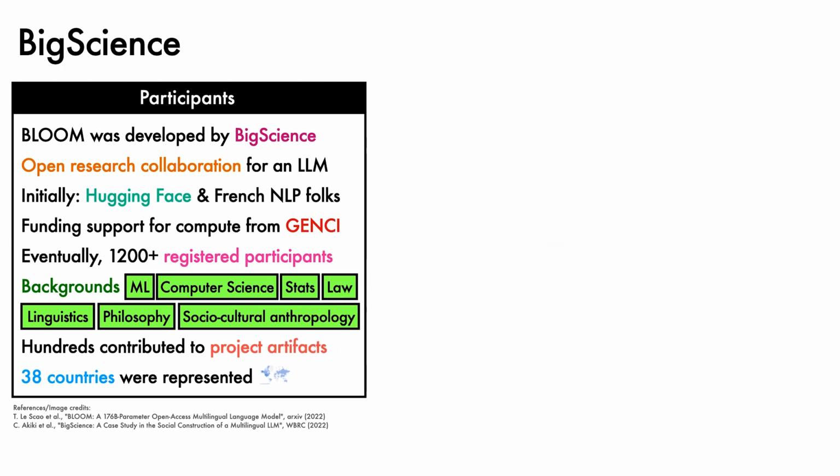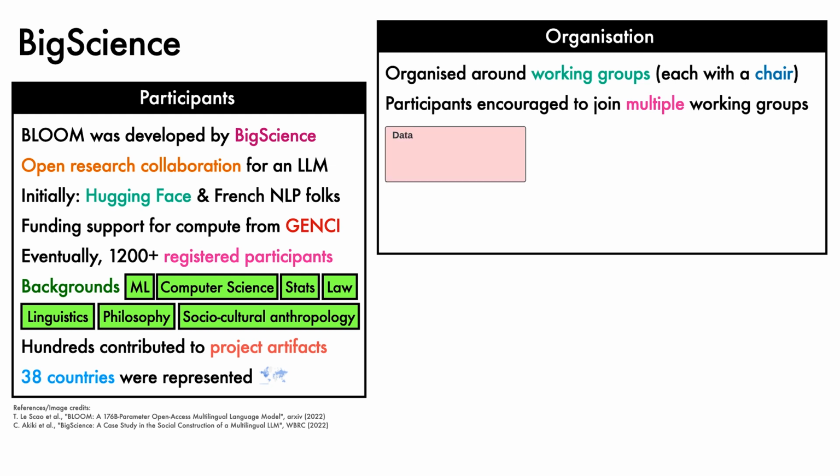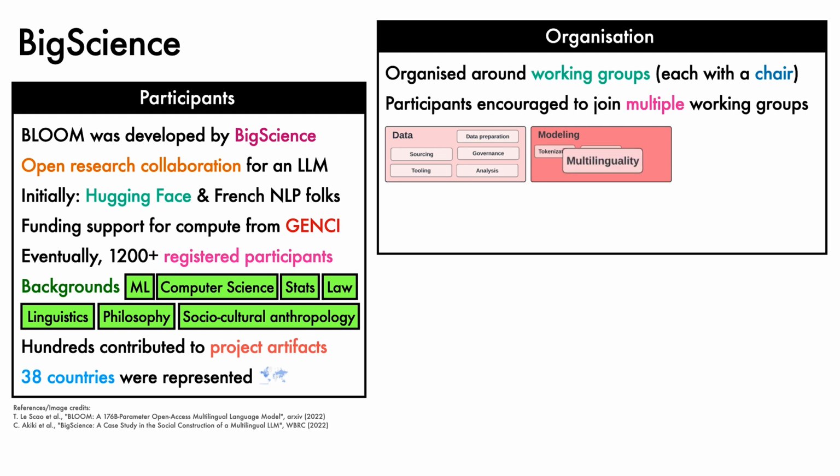The project was organised around a set of working groups, each of which had a chair responsible for organising work to tackle some aspect of the project. The participants were encouraged to join multiple working groups to help share information. The 30 working groups that ultimately emerged spanned many areas. There were working groups on data, focused on data preparation, sourcing, governance, tooling, and analysis. There were working groups on modelling, focused on tokenization, metadata, multilinguality, architecture, retrieval, and prompting.